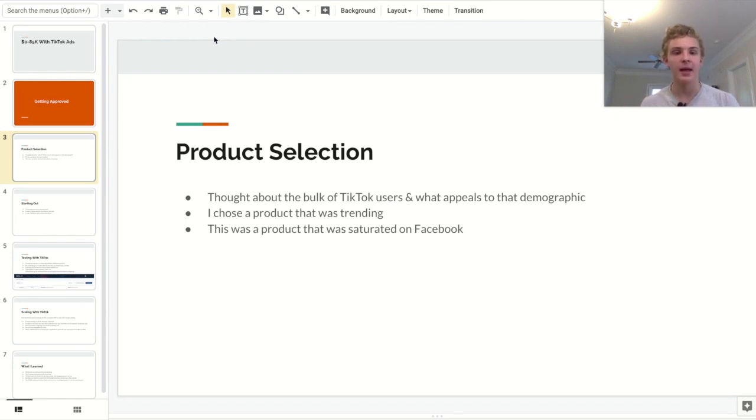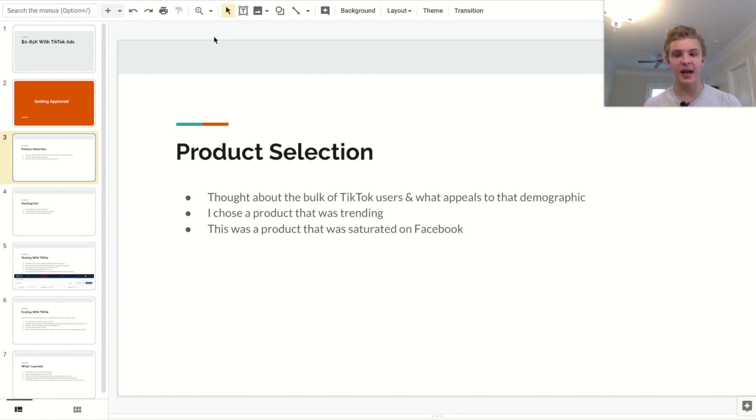Now, one of the funny parts about this product, and one of the easiest ways I think that you can validate a TikTok product, is if that product is saturated on Facebook. I never would have sold this product on Facebook. I didn't think that it would be able to sell on Facebook due to the incredible amount of competition for it. However, I knew that with TikTok ads, that was actually a good sign because it validated the product, and also there's not nearly as much competition on TikTok.